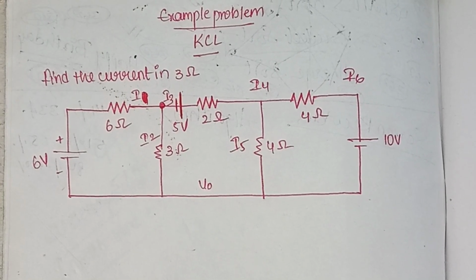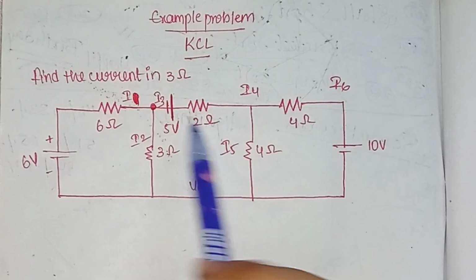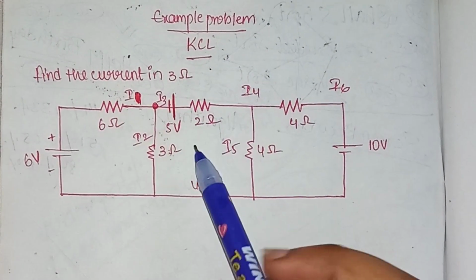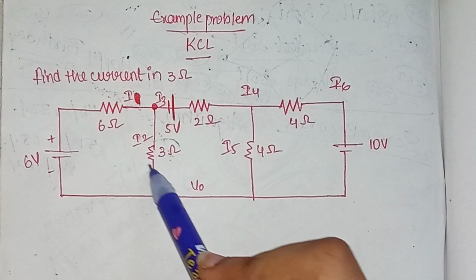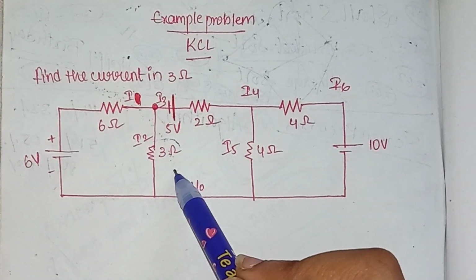So in this video, we'll deal with an example problem on Kirchhoff's current law. So this is the question given to us. Find the current in 3 ohms. So where is our 3 ohms resistor? This is our 3 ohms resistor, and we need to find the current in this particular resistor.